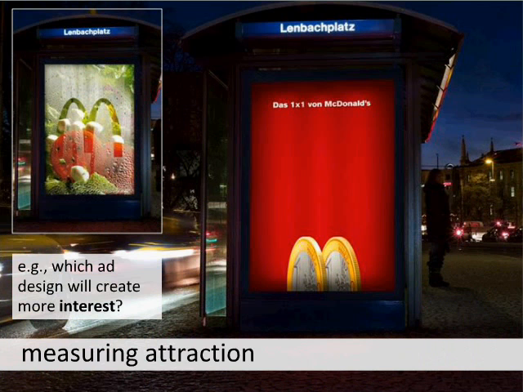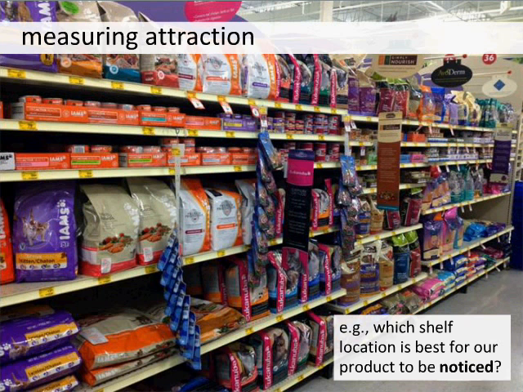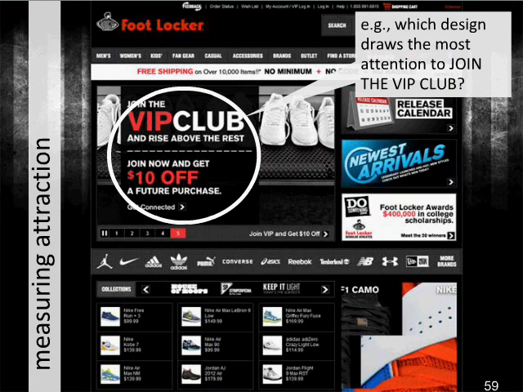And here are some examples of attraction-related research questions that eye tracking can answer. For example, which page location will make our ad most visible? Or which ad design will create most interest? If there are a few versions, then we may want to know which one is best, which one we should go with. Here's another question that eye tracking can help answer. Which shelf location is best for our product to be noticed?